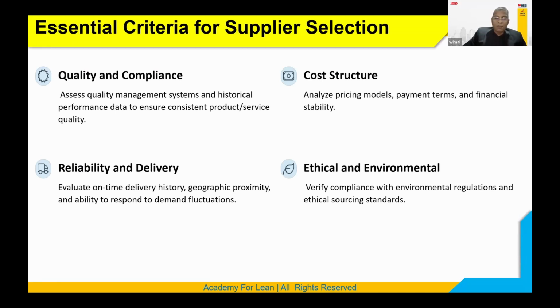So these are the mandatory areas to look for when you select suppliers. Number 1, quality and compliance. Then reliability and delivery. If they are not reliable, if you can't rely on them, you have to check their history, right? Proximity, the distance from the plant to your supplier base, logistic arrangements. Then the cost structure and the ethical and environmental aspects. You have to check how they comply with environmental regulations and ethical sourcing standards. So those are the 4 critical aspects when you select a supplier.